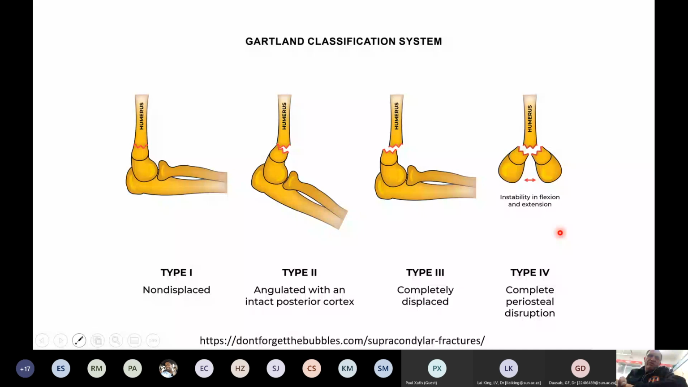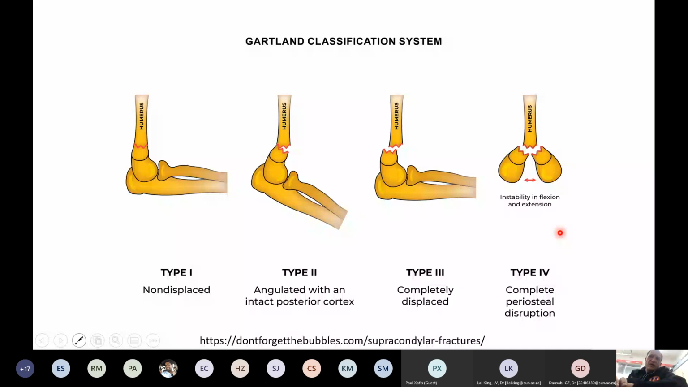Type 2, where you get both anterior and posterior displacement, is essentially where one cortex, either anterior or posterior, remains intact with some displacement. And as mentioned, you can perform a gentle reduction. But if there is neurovascular compromise in this injury, you might need to put the patient in a back slab of about 30 to 40 degrees flexion, and not completely 90, to maintain that vascular supply.